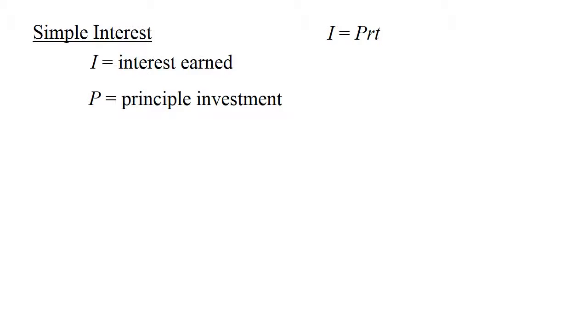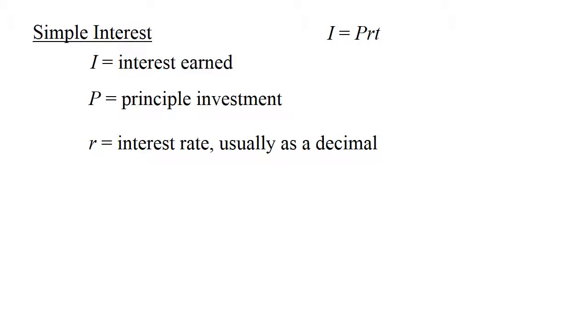We're going to look at working with simple interest accounts and putting them together, working problems. Simple interest, the formula is I equals PRT. I stands for the interest earned. P is your principal investment. How much money did you put in the account initially?